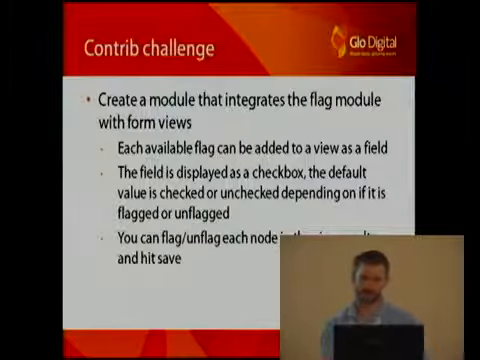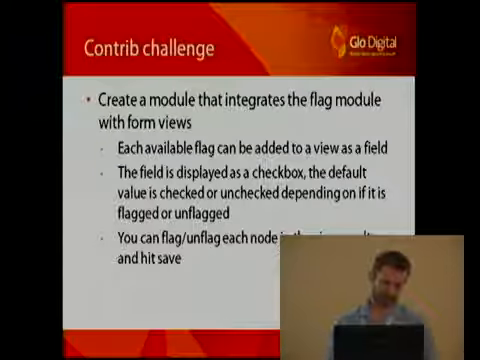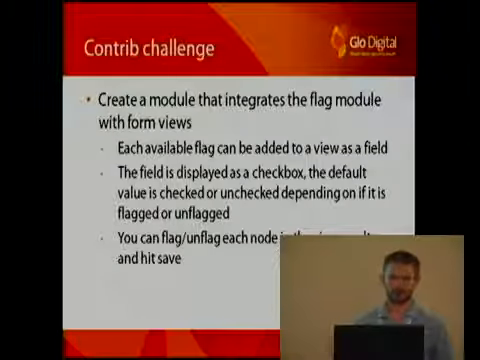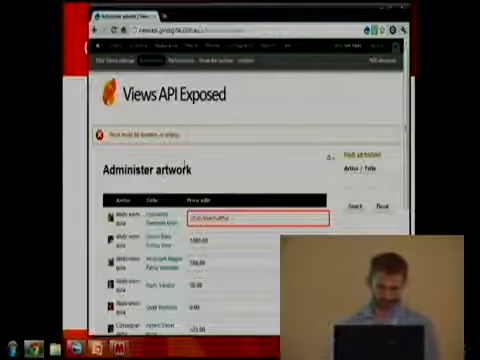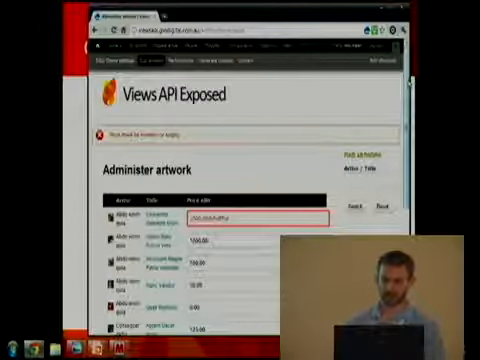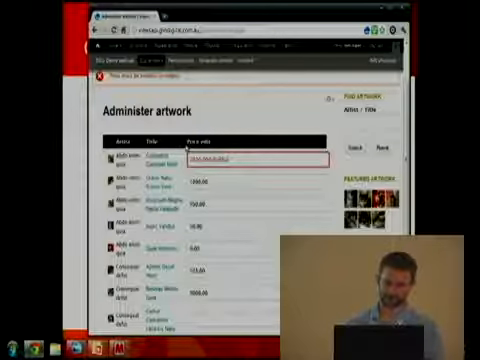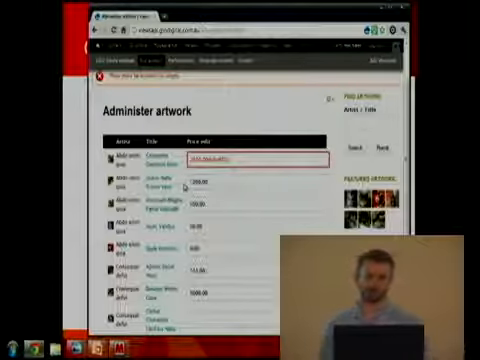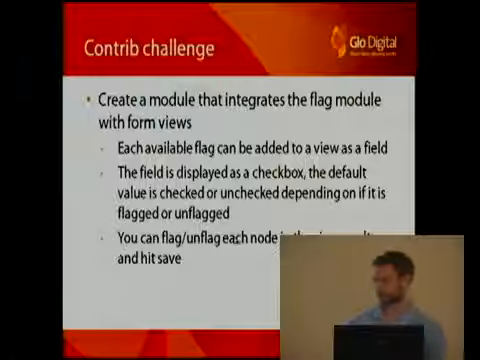I've also got this other contrib challenge. A few people nodded, they said they've used the flag module before, but I think it would be really cool if there was another module that integrated flag with that views form thing that I've just showed you. Basically, any flag that you've defined on your site, you should be able to simply add it to the list of fields. So you'd have, say, featured in a column here and just have a checkbox for whether that is flagged or unflagged. And then I could say, okay, the first 10 nodes here, I don't want flagged anymore. Come down and hit save. But as yet, that doesn't exist.